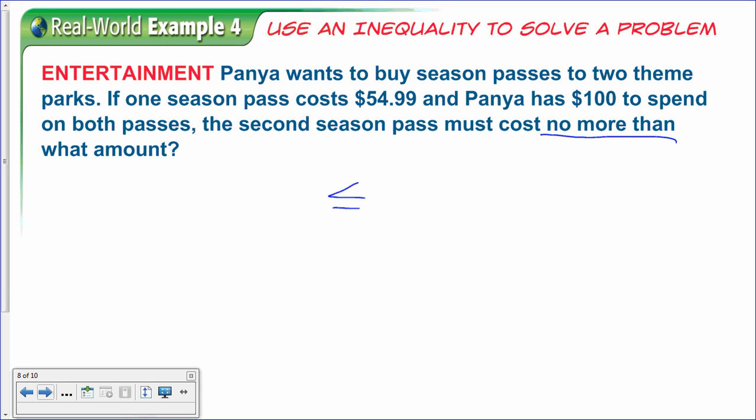So then, the second season pass must cost no more than what amount? Now remember, you've got 2 of them that you're adding together, right? What has she got to spend? $100. So can she go over $100? The greatest amount that she can have is $100. Everything else has to be less than that. If she goes over $100, she won't be able to get the passes. One pass costs how much? Plus the one that we don't know. So if I add both of those together, it's got to be less than or equal to $100, correct? So there's your inequality right there.